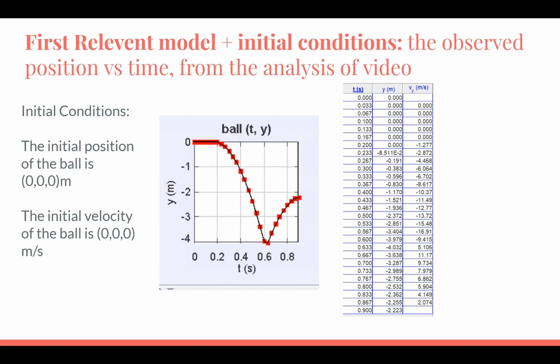Okay, so here's our first relevant model. This is the actual video, and here is the position versus time graph. The initial position of the ball is 0, 0, 0, or specifically in the y direction, y equals 0, and then the velocity of the ball is also 0, 0, 0, and in the y direction, 0 meters per second. And on the right here, I just have all of our data points for position, time, and then velocity in the y direction.